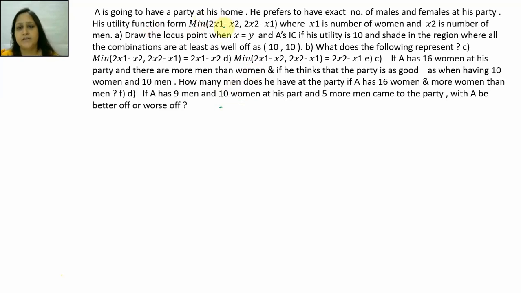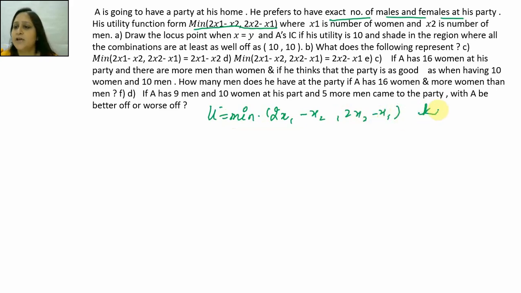A is going to have a party at his home. He prefers to have the exact number of males and females at his party. His utility function is of the form minimum of 2x1 minus x2, 2x2 minus x1. This is the last question we did in the video on the king.